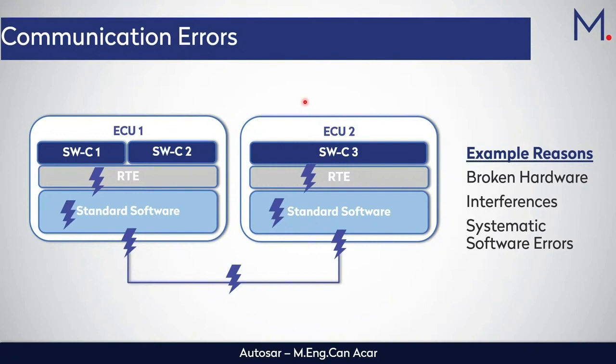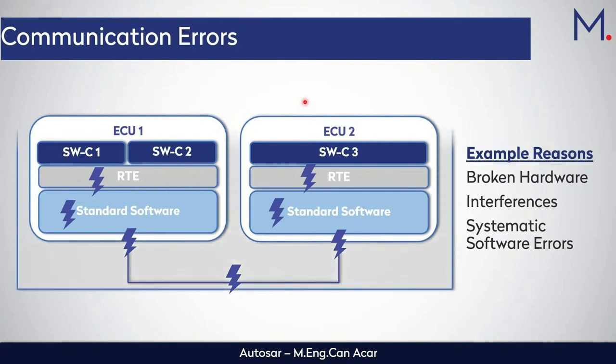So there are different types of communication errors like timeout, CRC, corrupted message, or repeated message, or delayed message. So they're basically the typical communication errors caused by systematic software or hardware errors, like broken hardware or systematic software errors.